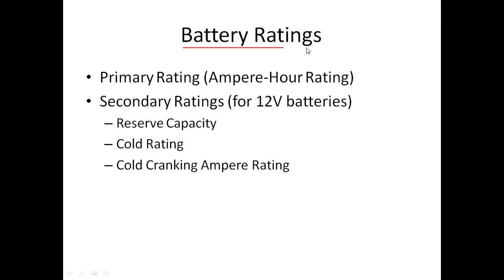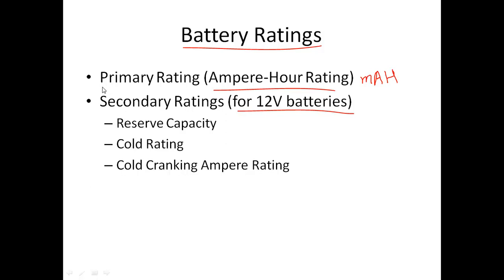Now we come to the battery ratings. The most important rating is the primary rating or the ampere hour rating. It is given for all batteries, and for very small batteries the rating is milliampere hour or the mAh rating. For larger rated batteries, we have AH rating, and for small batteries we have mAh rating. Now there are some secondary ratings also defined for 12-volt batteries, that is reserve capacity, cold rating, and cold cranking ampere rating.